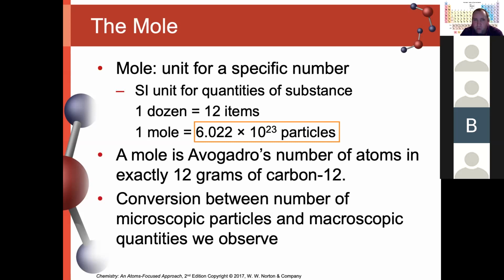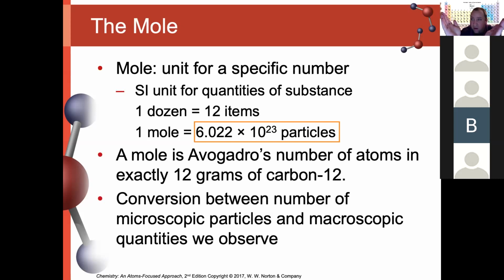But one of the really great things about using this conversion is that by converting things into moles, we now have a consistent way of comparing one set of objects to another. Because if I have 1 mole of carbon and 1 mole of nitrogen, I know that those two samples have the same number of atoms, the same number of molecules or formula units. If I can get it down to moles, I know I can compare them directly.